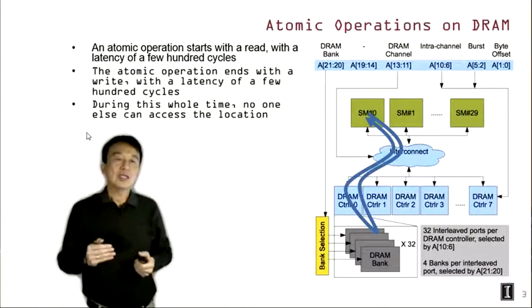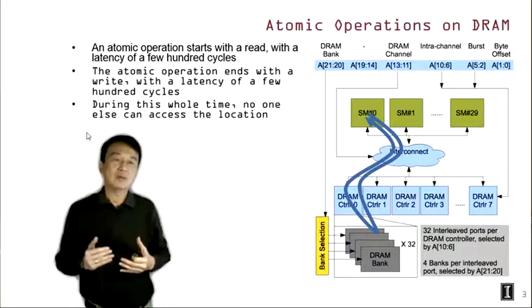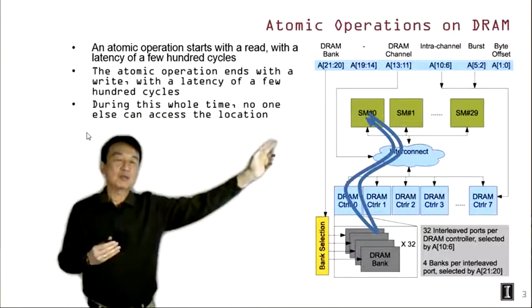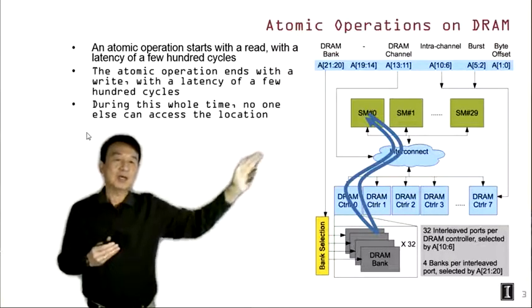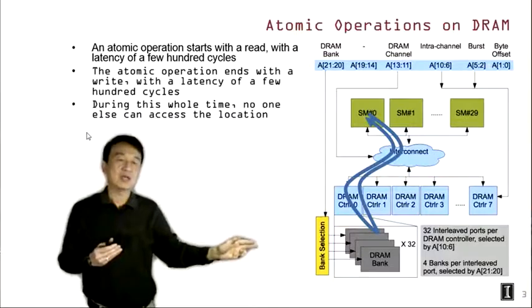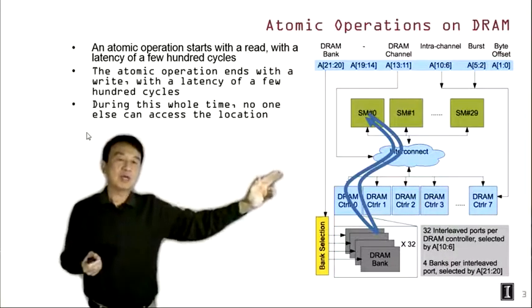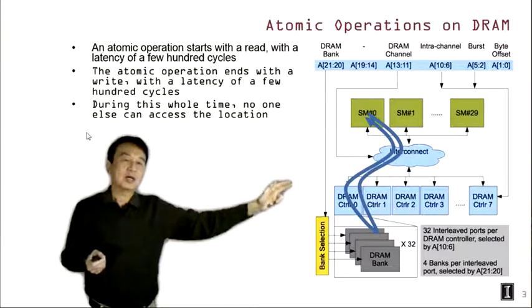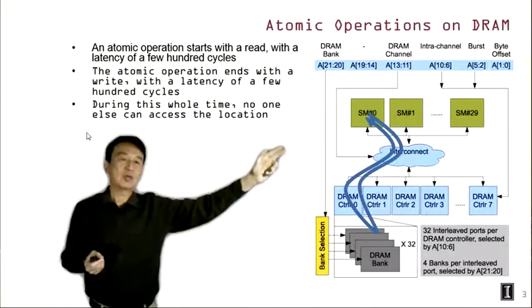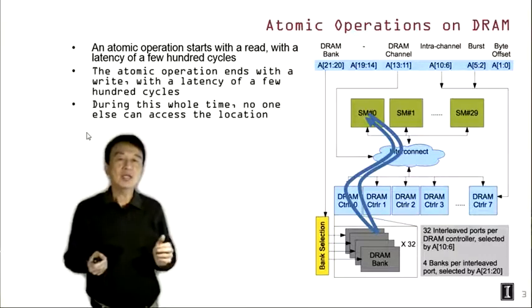So here is a simplified diagram of how the hardware performs atomic operations in a GPU. We have the streaming multiprocessors on top, and the DRAM system on the bottom. Each atomic operation starts with a memory read, shown as an arrow going towards the streaming multiprocessor, and this operation has a latency of hundreds of clock cycles.